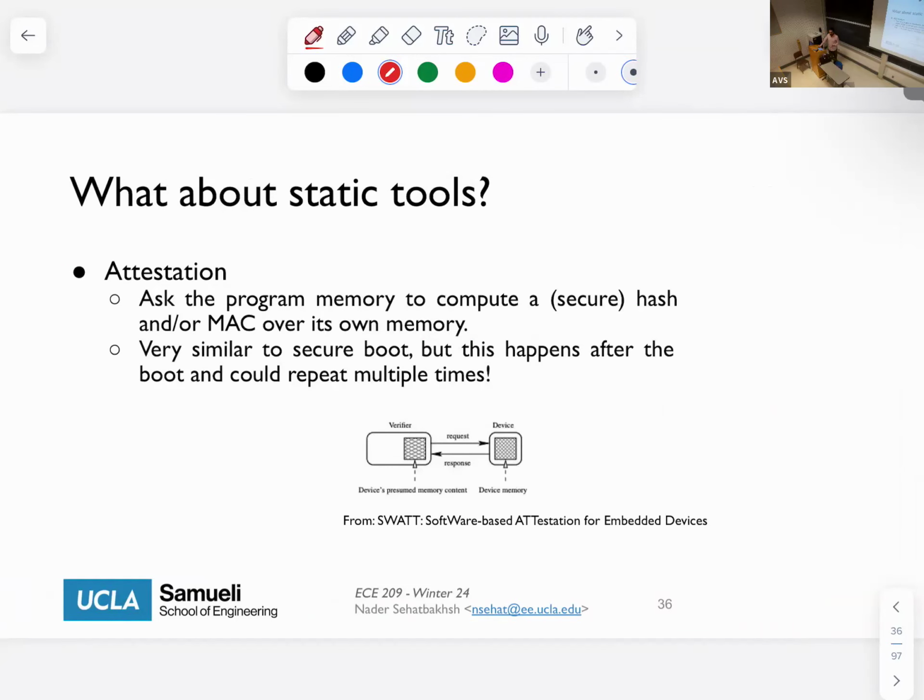Another solution that we do for static tools is what we call attestation. I'm going to come back to this once I'm finished, so this would be the second module. Very briefly, the idea of attestation is checking the current status of the code and making sure that the code is the same thing that we think it was.